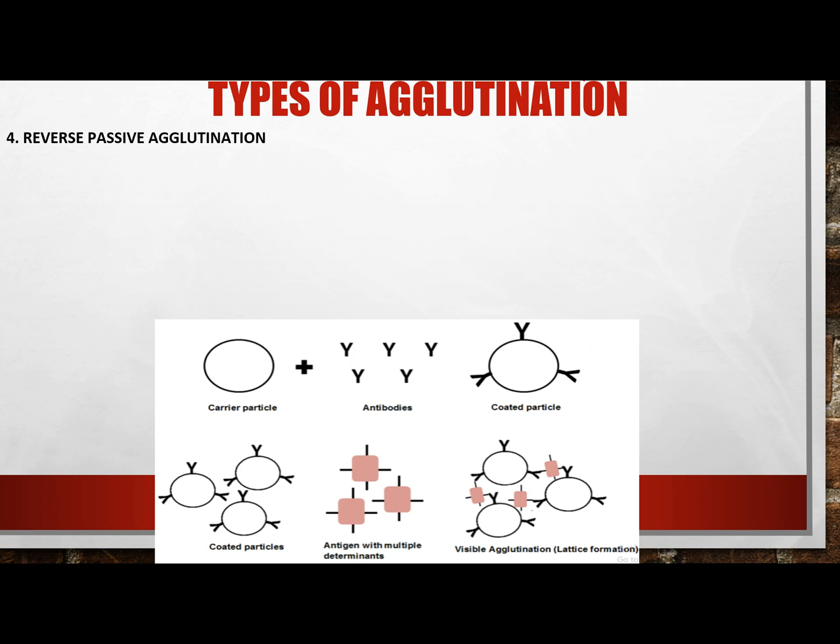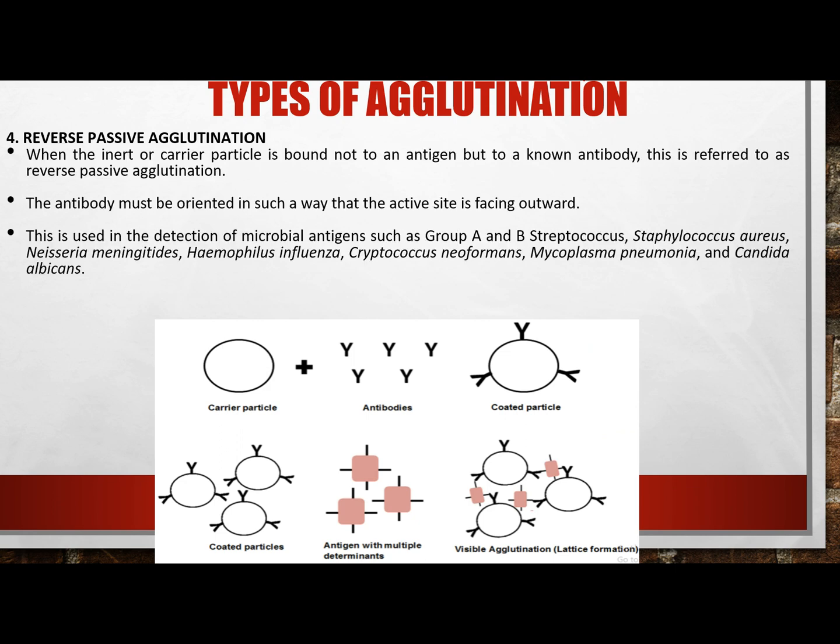Now let's go to the fourth one, reverse passive agglutination. From the word reverse, this time it's the opposite, class. This time you would now be using an antibody plus your inert particle. In passive agglutination earlier, you would have antigen plus your inert particle plus antibody.